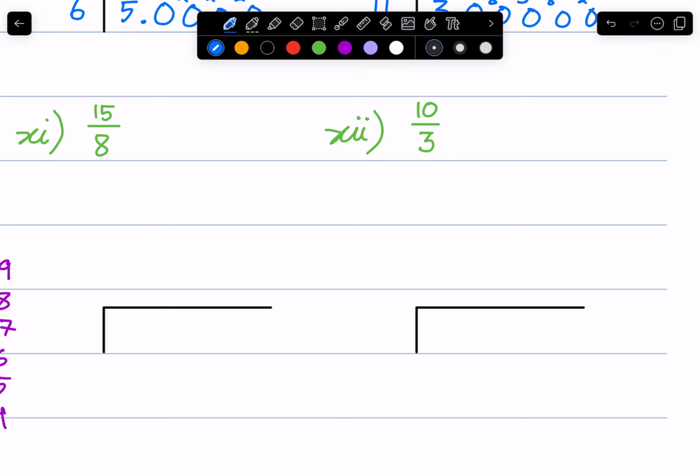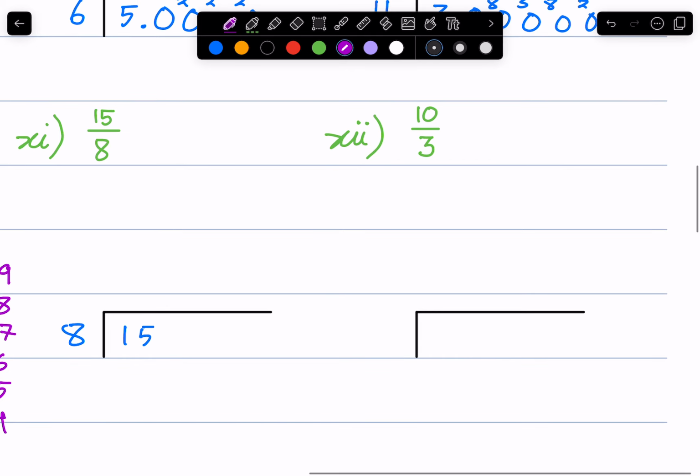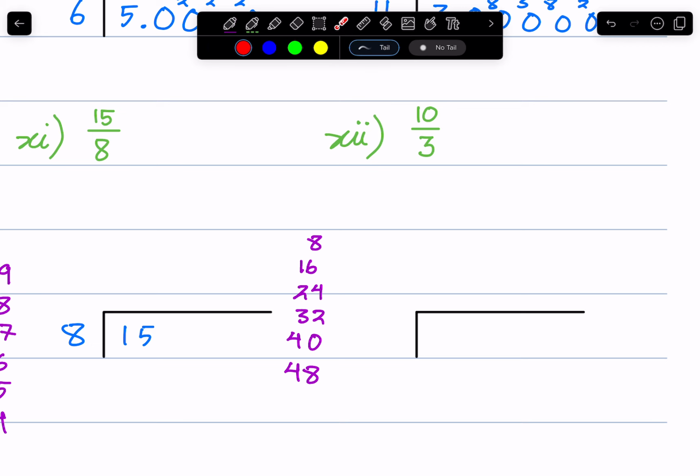15 divided by 8, or 8 into 15. Once again, to make this a little easier for ourselves, let's do our 8 times tables. 8, 16, 24, 32, 40, 48. Let's hope that's enough for now. 8 into 15 is quite close to 16, but we only know that's going to be 1 point. 8 times 1 is 8. Now for 8 to get to 15, we need 7 more. So it's going to be a remainder of 7.